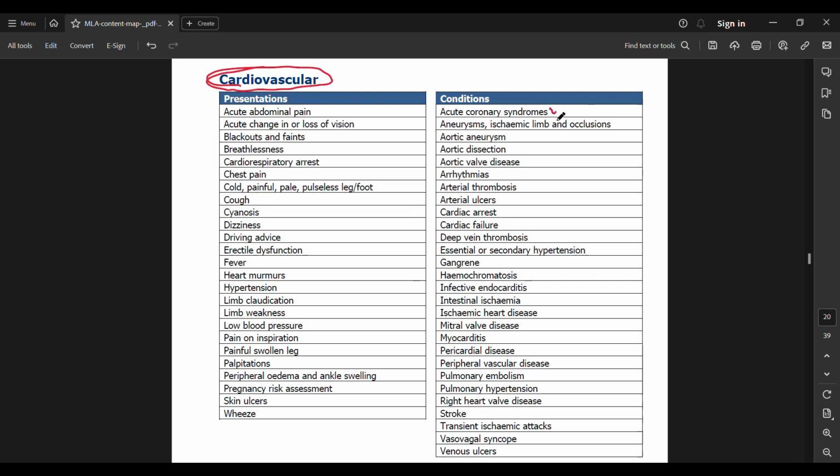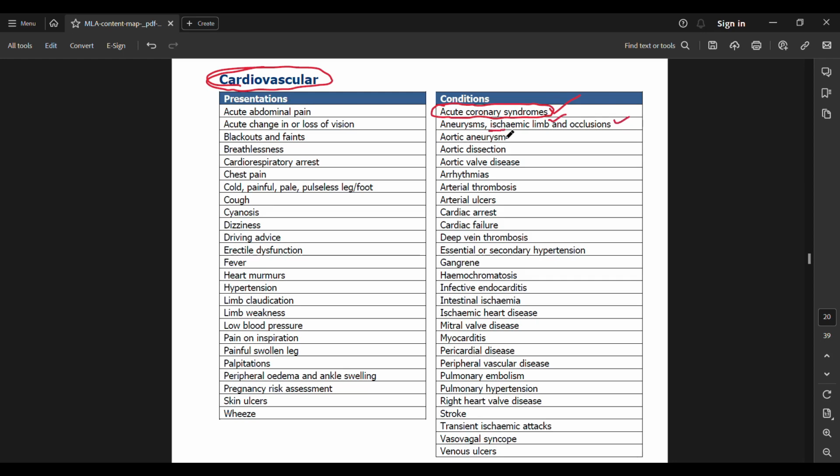Acute coronary syndromes, right? You've got your angina, you've got your unstable angina. All this has been tested previously, has shown up previously in the PLAB exams. It has been extensively tested, I'm sure, in your medical school years. This is very important, always shows up on exams. Prepare this well.